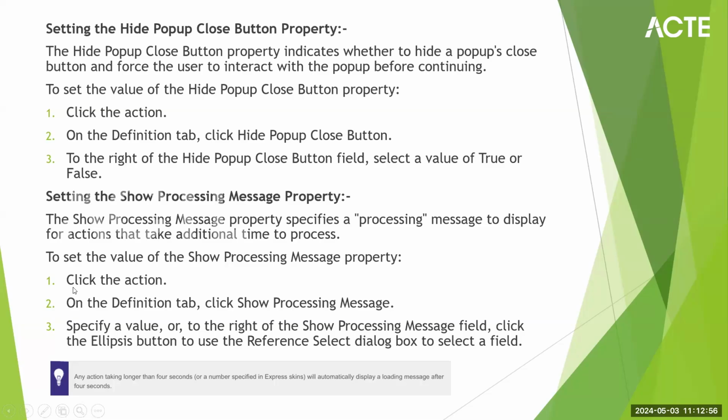So this is how you do that: click on the action. If you have already created that field, then you can map it to it itself.